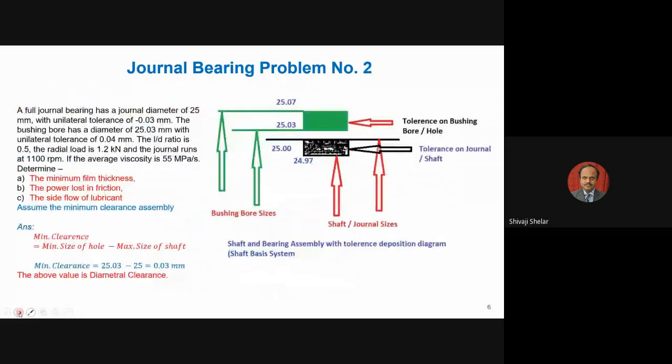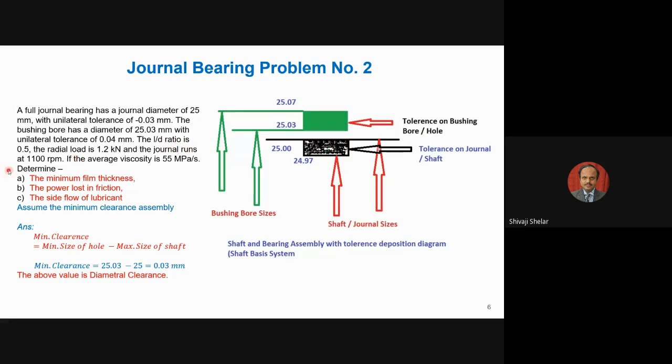Problem number 2 is there. Now, this is quite a difficult problem. The process is the same, but initial preparation is required very much. The problem statement is here. We have a full journal bearing having journal diameter 25 mm with unilateral tolerance of minus 0.03 mm. The bushing bore has a diameter of 25.03 mm with unilateral tolerance of 0.04 mm.